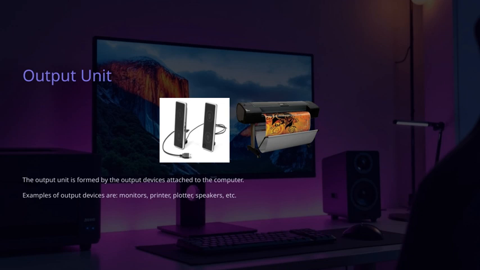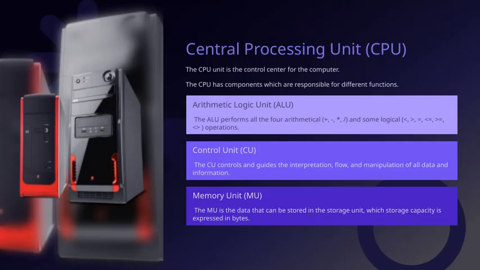This ties into our overall theme of how computers process and deliver information efficiently and effectively. Now, let's take a closer look at the Central Processing Unit, or CPU, which is essentially the brain of the computer. It acts as the control center, coordinating all the activities happening inside. The CPU isn't just one simple unit. It has several key components, each responsible for specific functions that keep everything running smoothly.